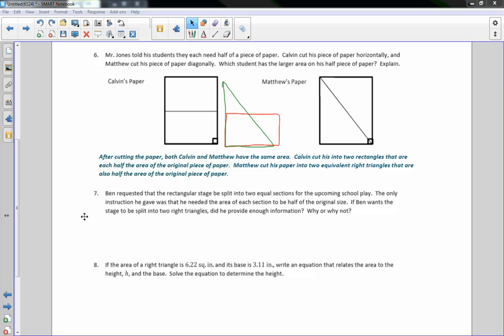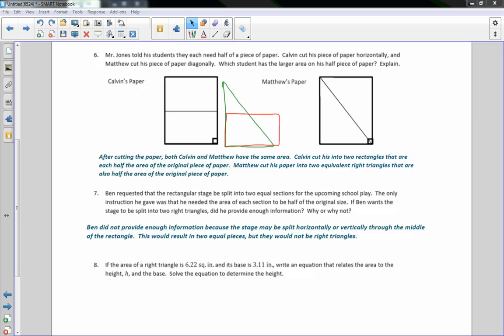All right, number 7. Ben requested that the rectangular stage be split into 2 equal sections for the upcoming school play. The only instruction he gave was that he needed the area of each section to be half of the original size. If Ben wanted the stage to be split into 2 right triangles, did he provide enough information? Why or why not? Okay, so the answer is Ben did not provide enough information because the stage may be split horizontally or vertically through the middle of the rectangle. This would result in 2 equal pieces, but they would not be right triangles.